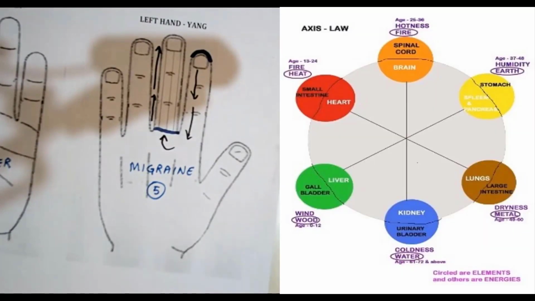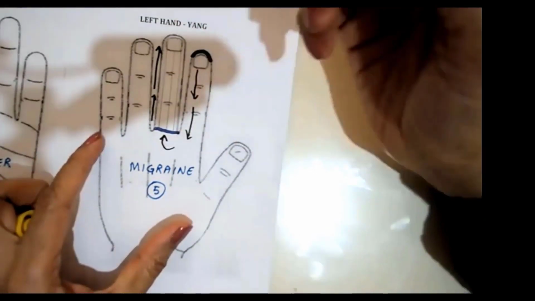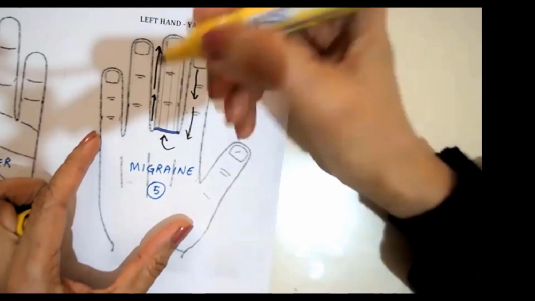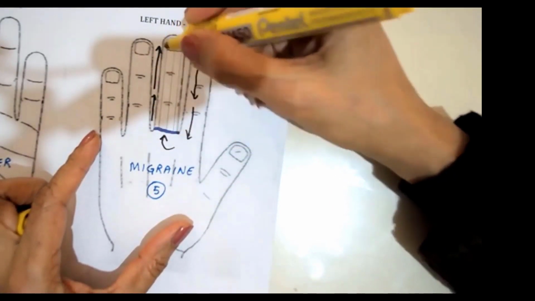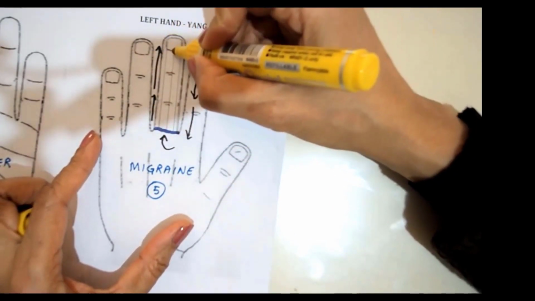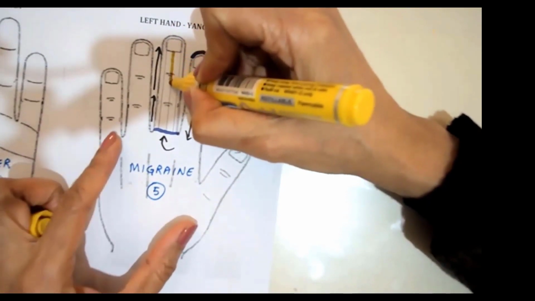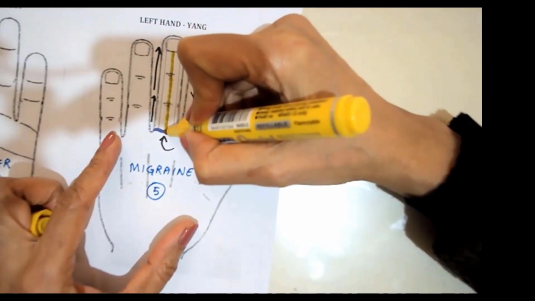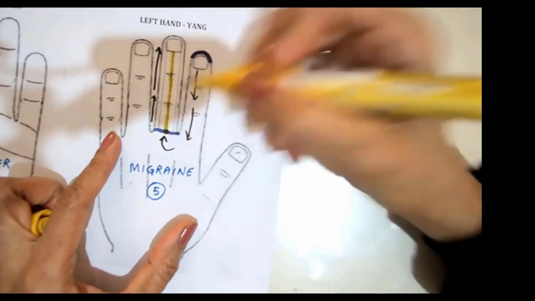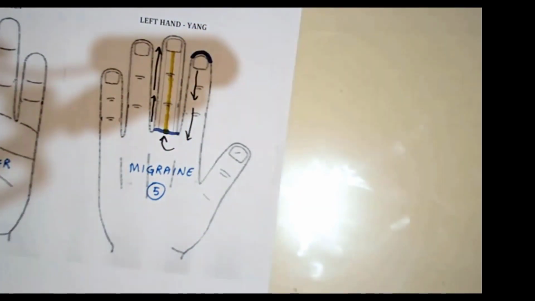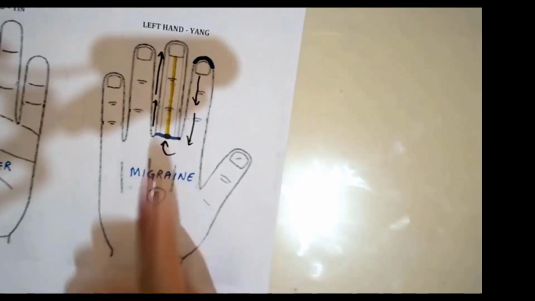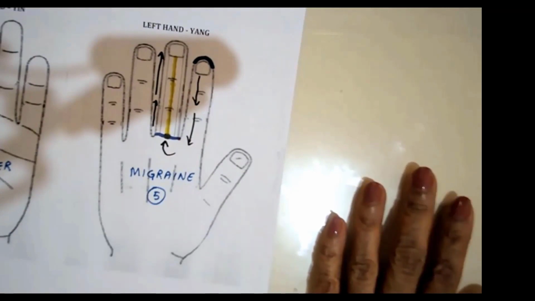Now, to sedate the GB meridian: the GB meridian is green according to the axis law, and the opposite energy is humidity. So we have to sedate it with yellow, right? To sedate the GB meridian with yellow, the energy flow is this side, so we will start in the opposite direction with yellow, and in one flow, sedate the gallbladder meridian so as to reduce migraine. So this is how you sedate the gallbladder meridian for migraine.